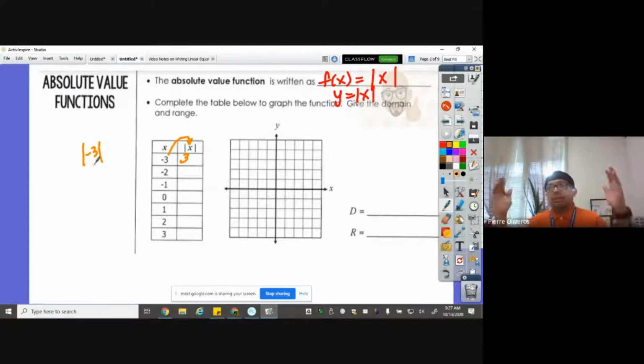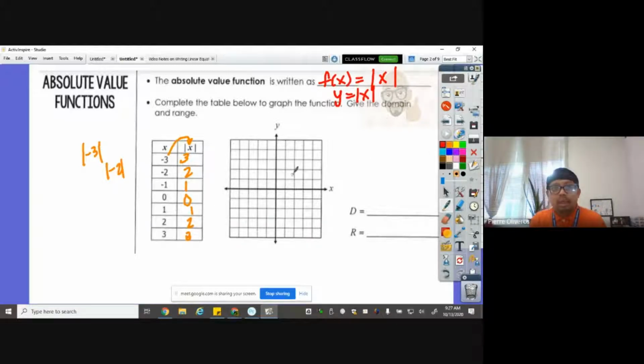It's like in a football game, when you raise your hands like an absolute value, it becomes positive because it's a touchdown. The absolute value of -2 is +2. The absolute value of -1 is 1. The absolute value of 0, 0 is not positive or negative, so it will remain 0. The absolute value of 1 is still going to be 1. The absolute value of 2 is 2, and the absolute value of 3 is 3.